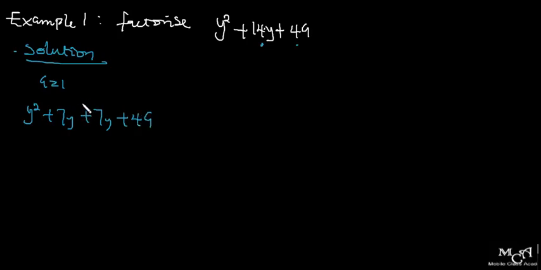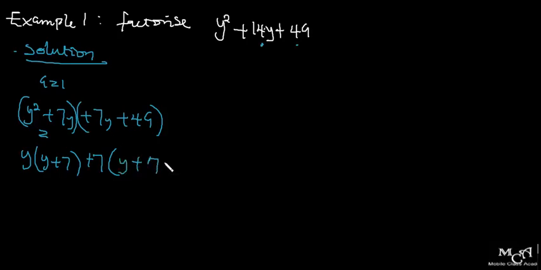At this point, what do we do? We just group. What's the common factor in the first bracket? It is y, right? We put our y outside. We are left with y plus 7. Then what's the common factor in the second bracket? It's plus 7. So if we take out plus 7 from here, what do we have? Y plus 7. If we have 49 divided by 7, 7 goes there 1, 7 goes there 7.